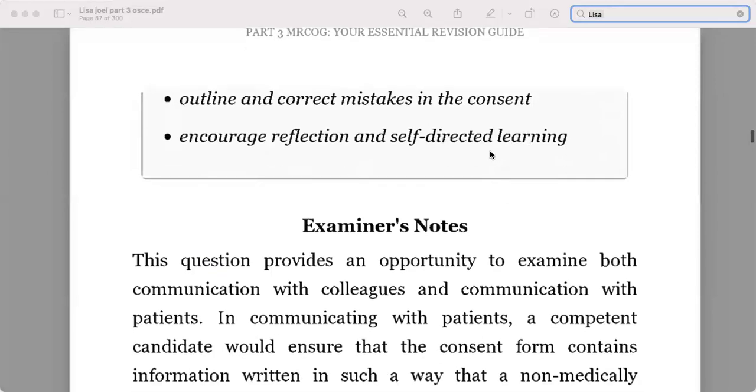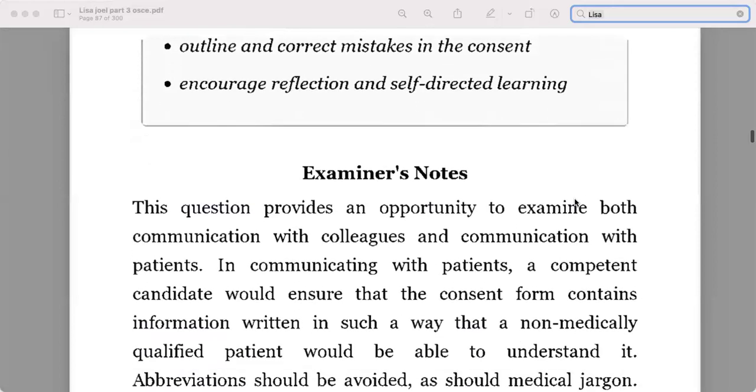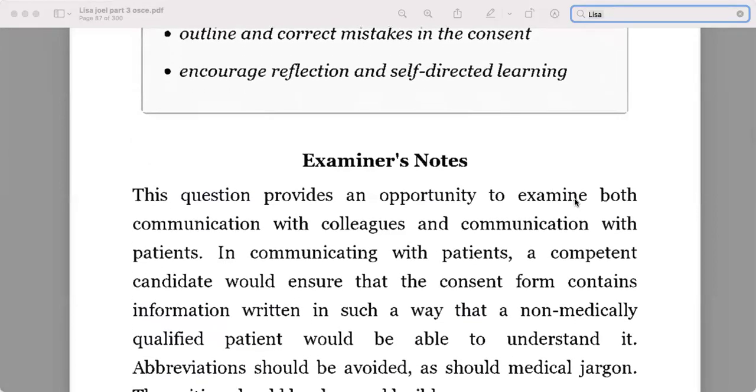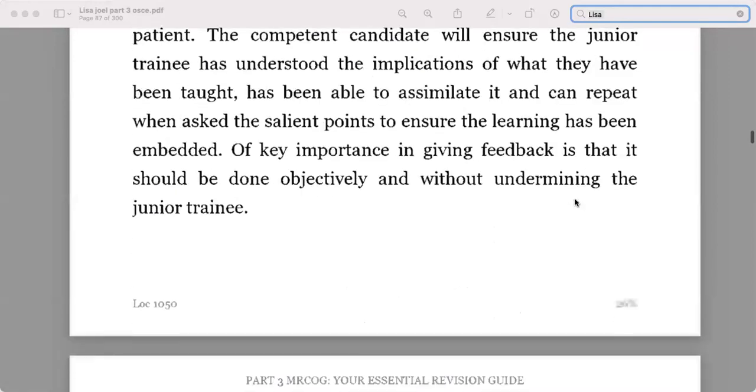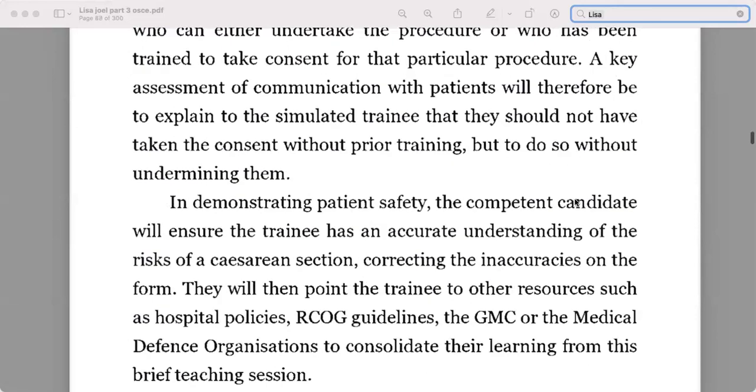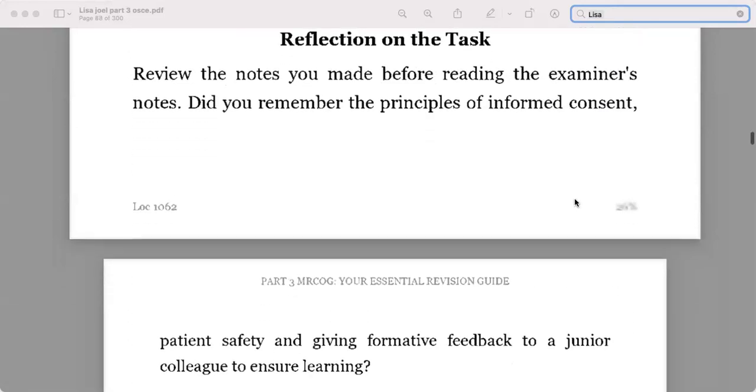And self-directed learning is where he or she will search for the resources and read by themselves. Of course, information from the RCOG website, the consent advice. Also, you can mention the GMC website as well. It's very important because they have very valuable information regarding the consent form.